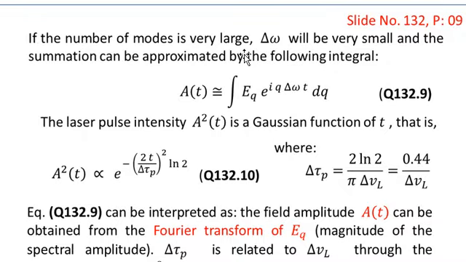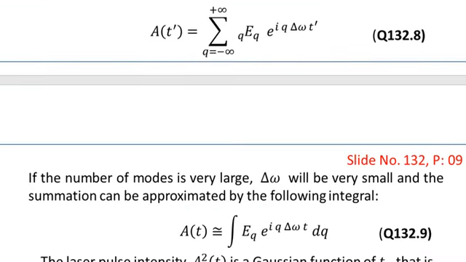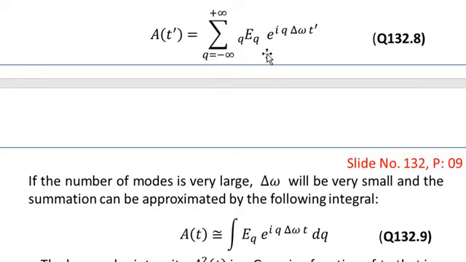If the number of modes is very large, delta omega will be very small, and the summation can be approximated by the following integral. So you see that we can replace the summation sign shown in equation number 4 by the integral. So we have A of t. Now we have dropped the t prime parameter because in the integration that would not matter. So A of t is approximately equal to the integral of E_q multiplied by the factor e to the power iota q delta omega times t, and the integration is done with respect to the parameter dq, as shown in equation number 9.